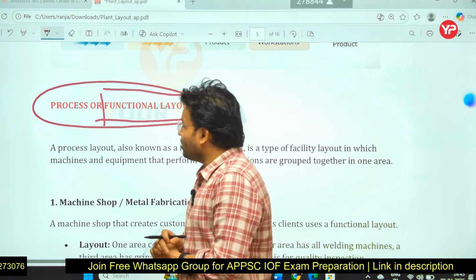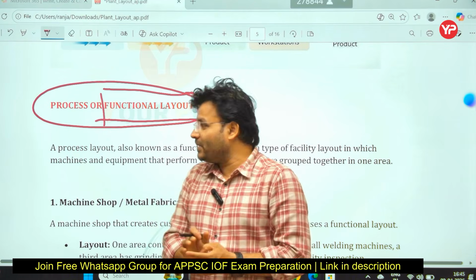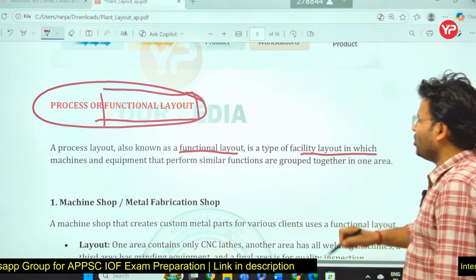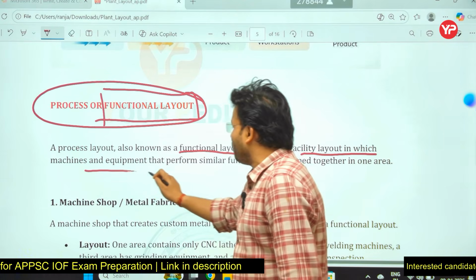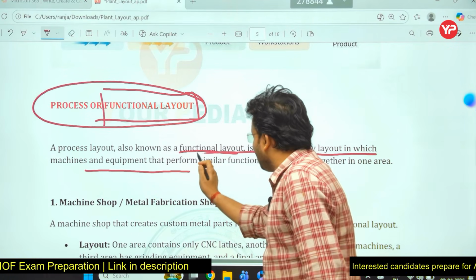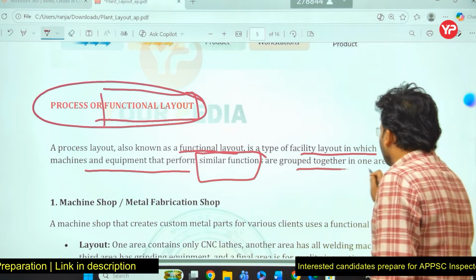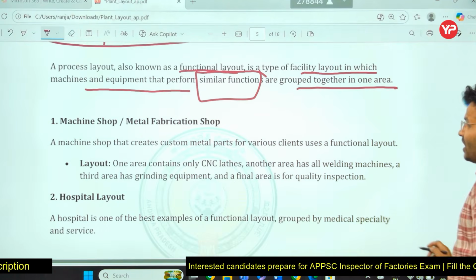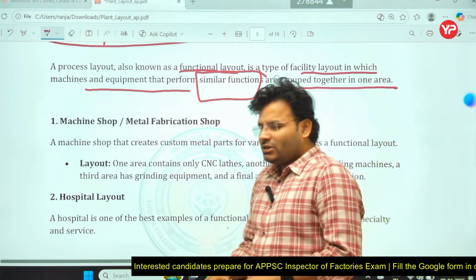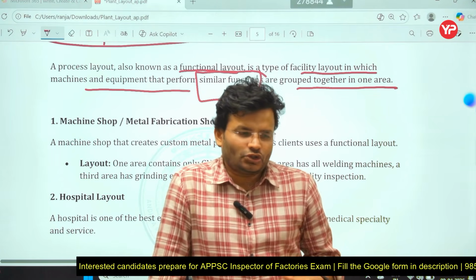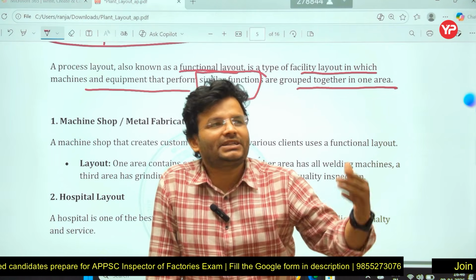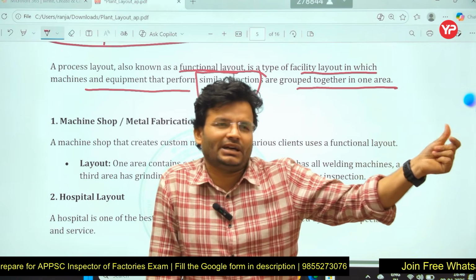But if you talk about the process and functional layout, what is happening here? We can see, also known as functional layout, is a type of facility layout in which machines or equipment that perform similar functions are grouped together in one area. Suppose you talk about welding, all the welding is done within one given area, after that another operation will take place.